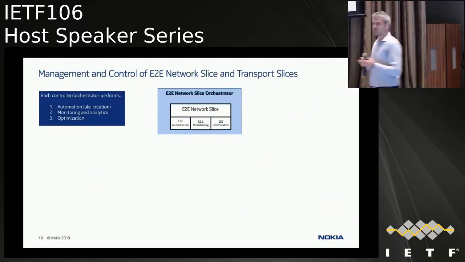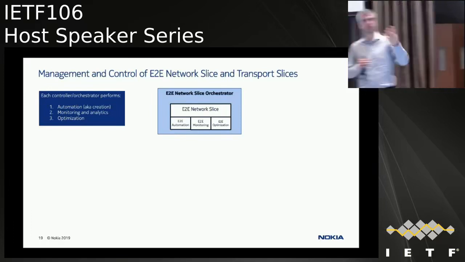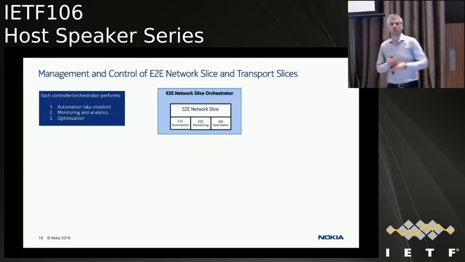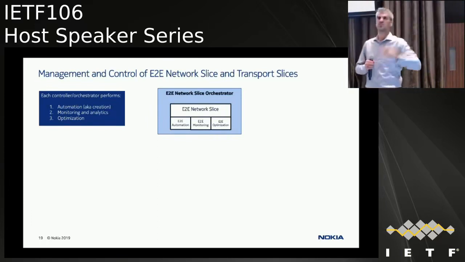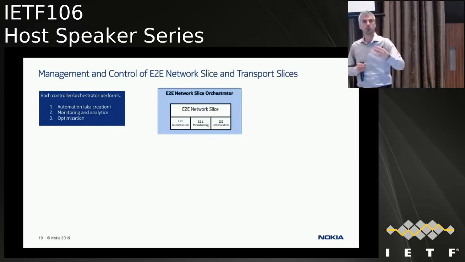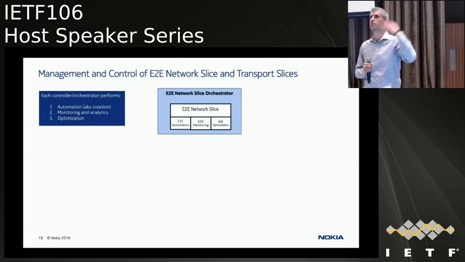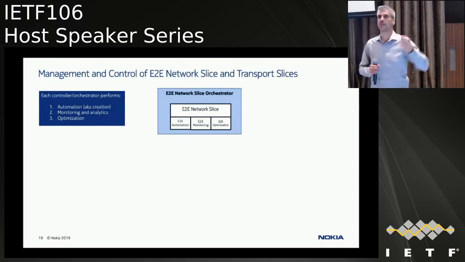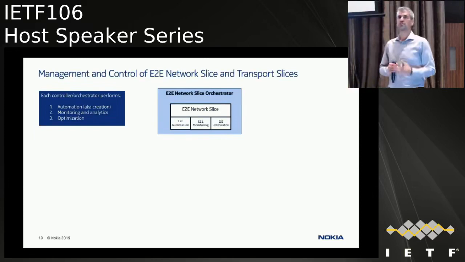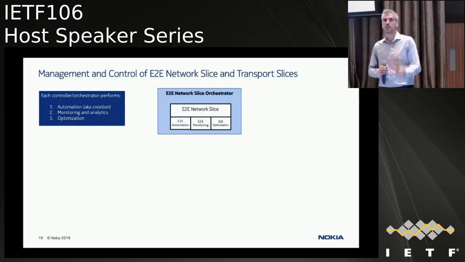From the management and control, what do we need to do? We established the fact that we need an end-to-end orchestrator and various controllers. There is an orchestrator sitting at the top. Again, depends on the application. If it is not 5G, it could be a higher system, higher controller. But in this context, we have the end-to-end orchestrator. What does it do? It does three jobs: automation, monitoring, and optimization of the end-to-end network slices.